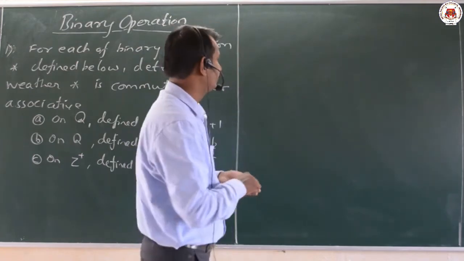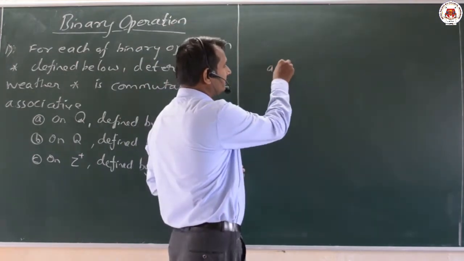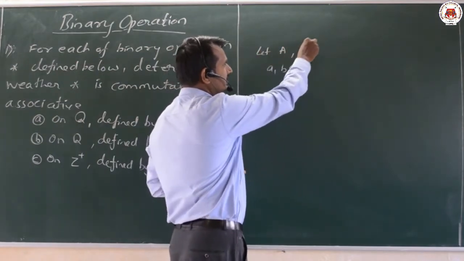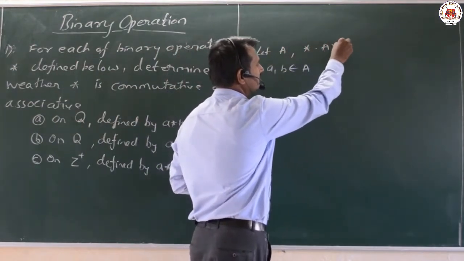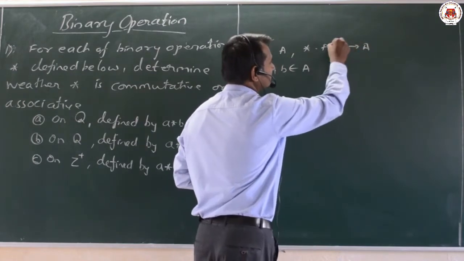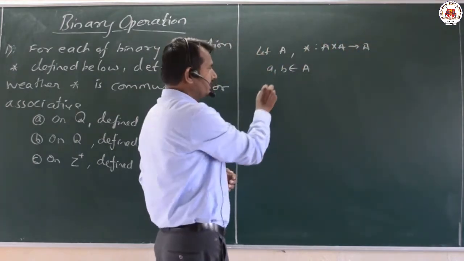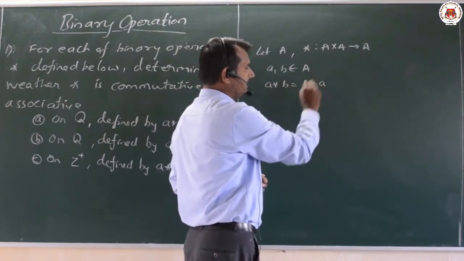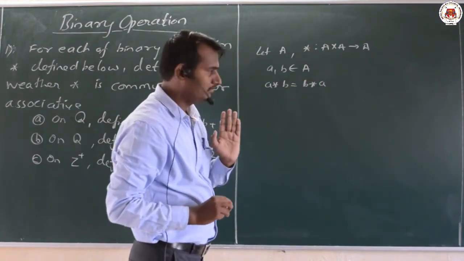Commutative law says that for every a, b belongs to the set A. First of all, let A be the set and star be the binary operation, that is, A cross A to A. Then we define commutative as a star b equal to b star a. Then only it is said to be commutative law.